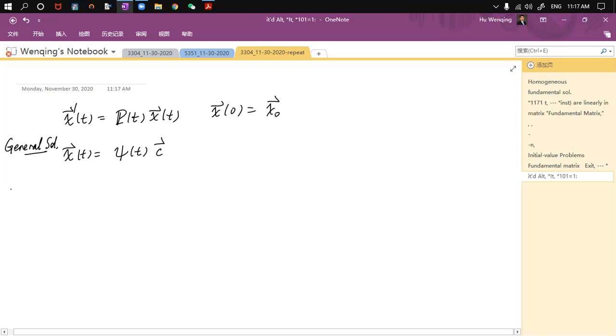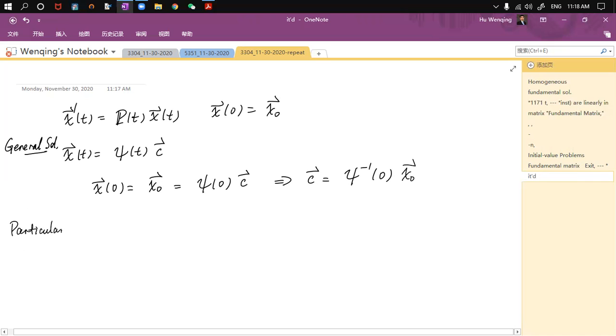So in order to find a particular solution, you can put in initial conditions. If x of 0 is x0, that's going to be equal to psi of 0 multiplied by C. Which means the coefficient vector C is equal to psi inverse of 0 multiplied by x0. That's a very simple formula. And therefore, the particular solution is going to be expressed as x of t is equal to psi of t multiplied by psi inverse of 0 multiplied by x of 0. So that's the particular solution for this problem.